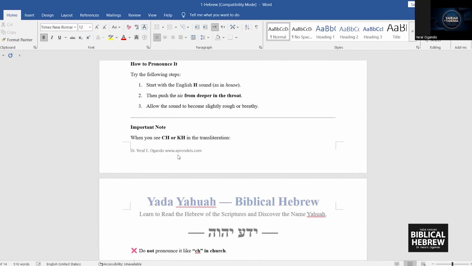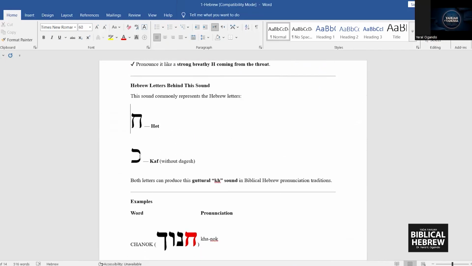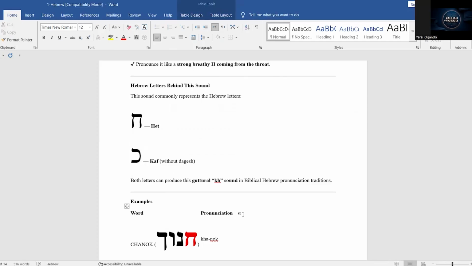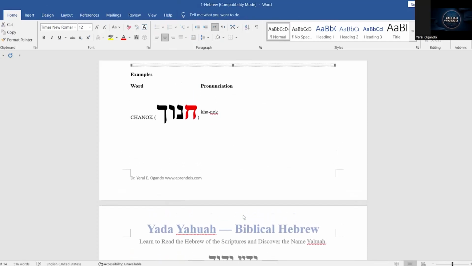Let us go to the Hebrew and you'll understand a little bit better. This letter has the same sound as this letter. This letter is called het, which I gave you already. This one is kaf. They're all strong sound in the back of your throat. They represent almost the same identical sound. Let us see a pronunciation over here so you can get better understanding of what I'm saying.